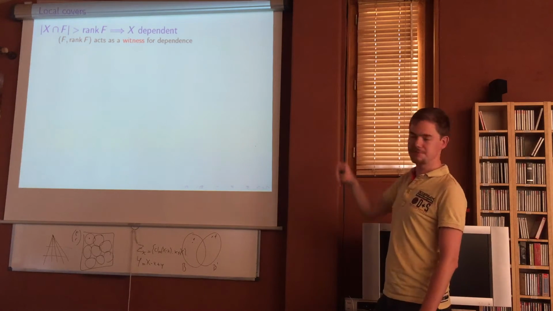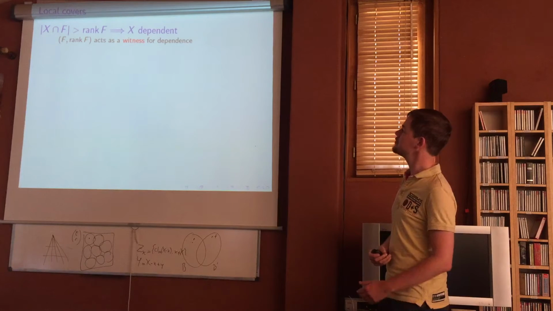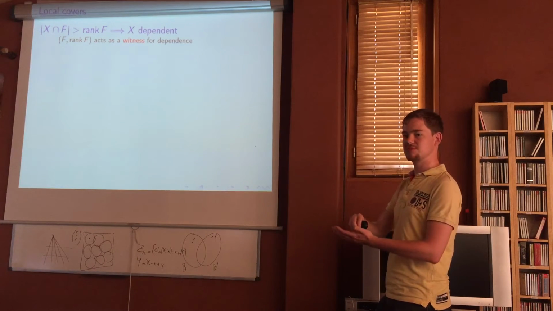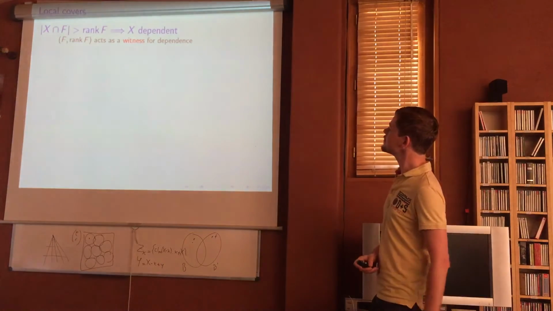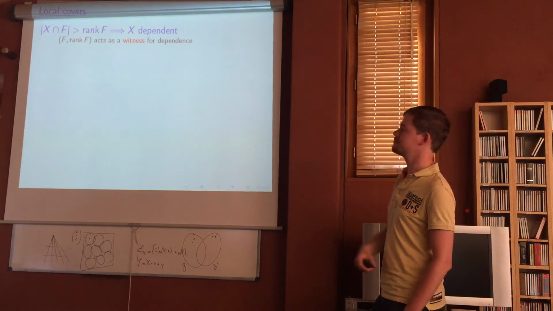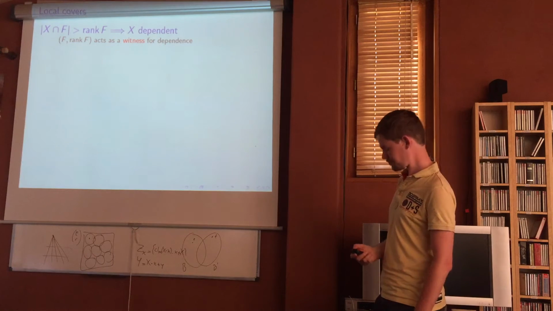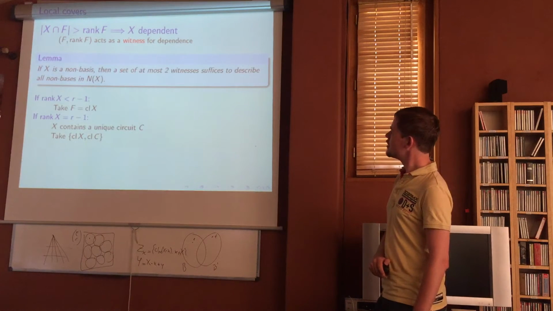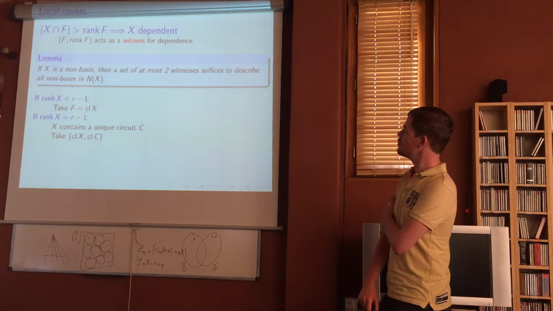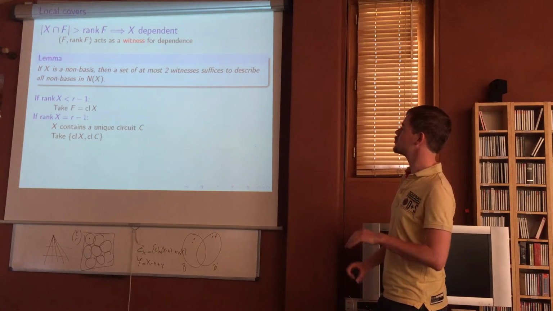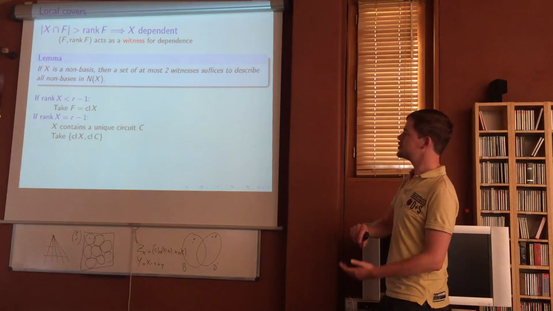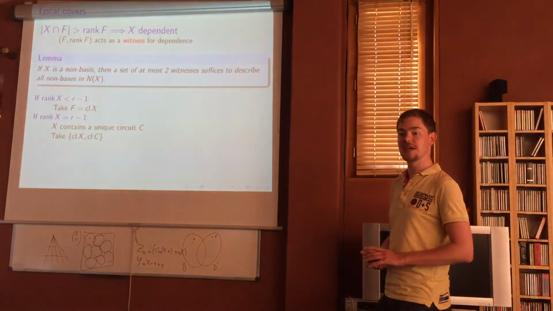So this is just the same definition that Rudy used in his slide. You're looking for flats and their rank. It acts as a witness for dependence. A witness means what? The inequality on top. And here's the lemma. If X is a non-basis, then we need at most two witnesses, two of these flats, to describe all the non-bases in the neighborhood of that set.